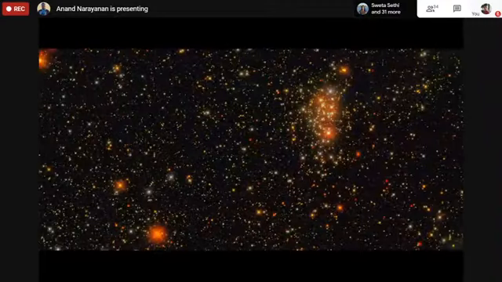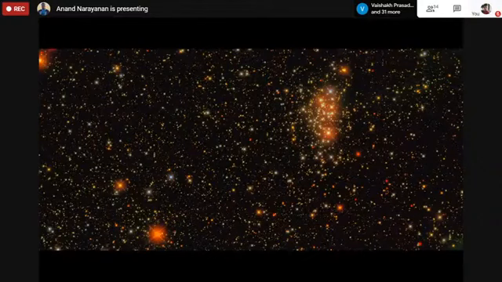So this is what a typical image taken using the Apache Point Observatory would look like. This is a photograph of a certain patch of the sky taken by the Sloan Digital Sky Survey. And you can see that some of these spiky things are stars, and many of the other objects in this particular image are galaxies. They are galaxies outside of the Milky Way.